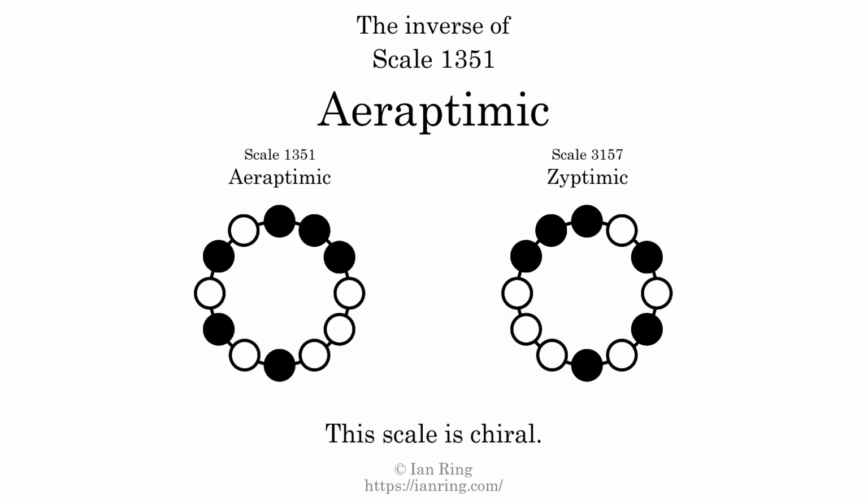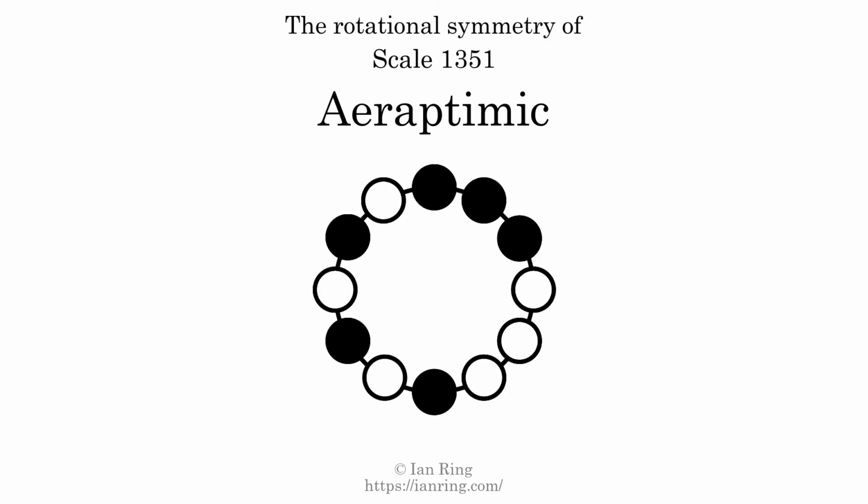The inverse of a scale is a mirror image. It is what you get when the sequence of intervals is reversed. The inverse of this scale is scale 3157, also known as Aeraptimic. This scale is chiral. It cannot transform into its inverse by rotational transformation. This scale has no rotational symmetry.